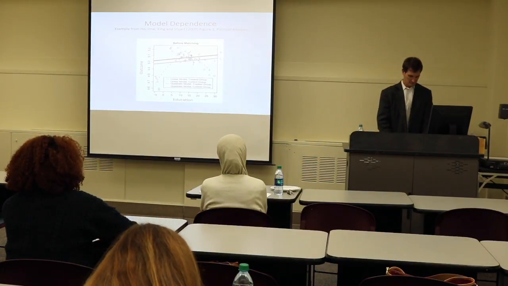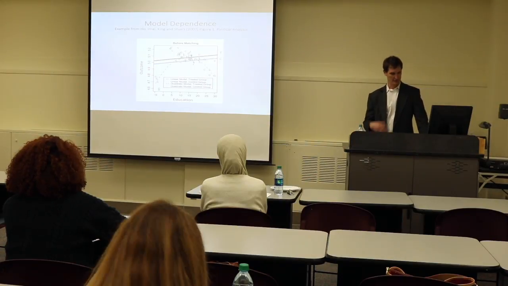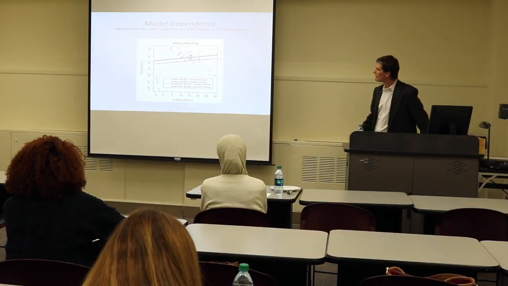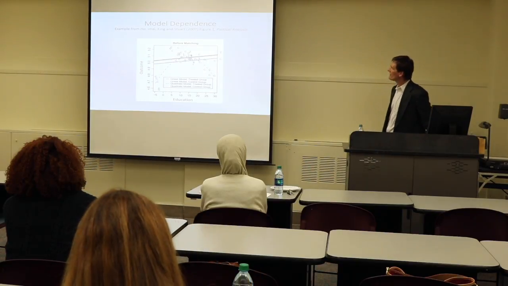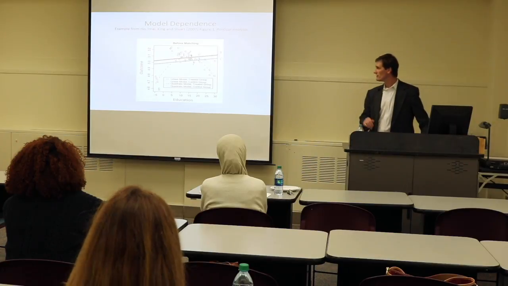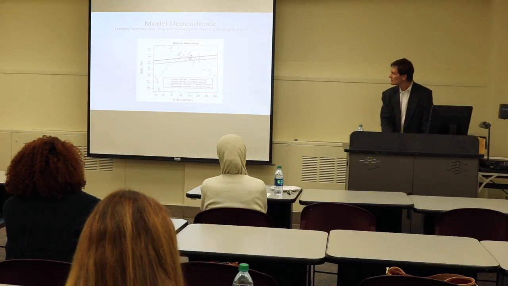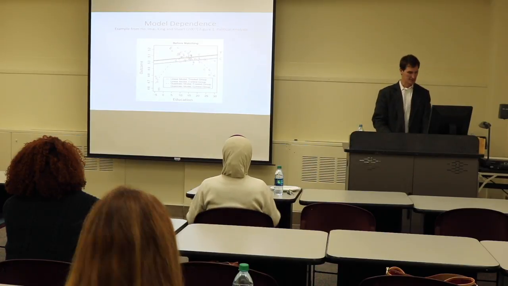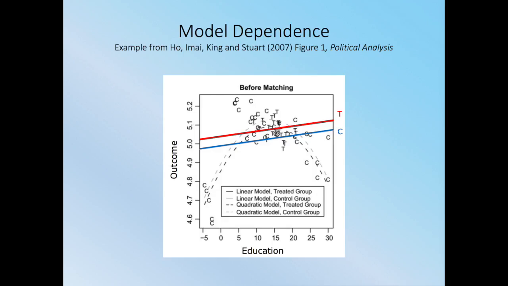So this is an example. I want to convey to you what model dependence is with a graph. This is from another study. The citation there is Ho, Imai, King, and Stuart, 2007. This is a figure from their study that was published in 2007 in the journal Political Analysis. On the horizontal axis, what we have is education, which is just a control variable. The vertical axis is some outcome variable, conveniently labeled outcome. And then the causal variable is the treatment unit versus the control unit. So those are the T's in the graph there, and the controls are the C's, if you can make those out.